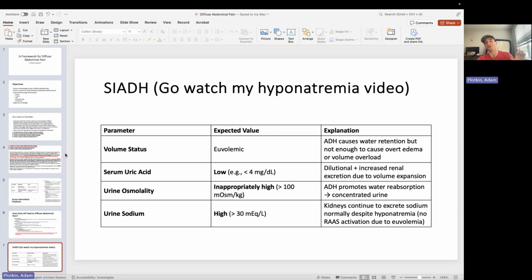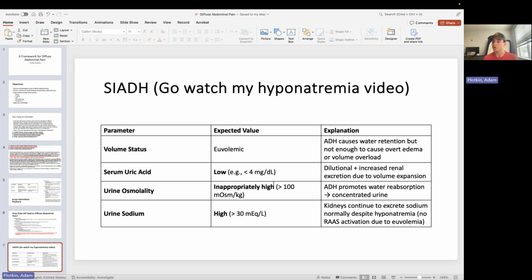Again, I explained all this in way, way more detail in that hyponatremia lecture. The urine osmolality is going to be inappropriately high, greater than 100. ADH is going to cause reabsorption of all that water. We're keeping a lot of my solutes in my urinary system, right? We translocate the aquaporins. We keep the water. The solutes stay in. And then the urine sodium is usually high, greater than 30, greater than 40.